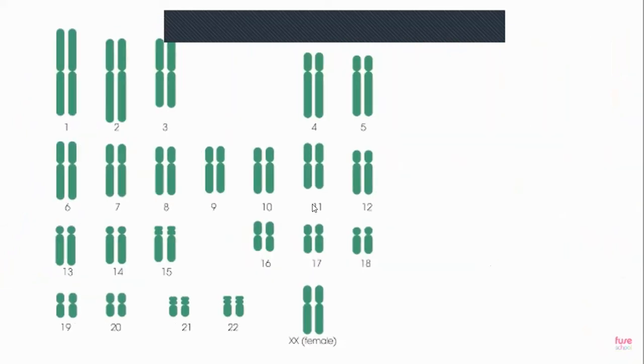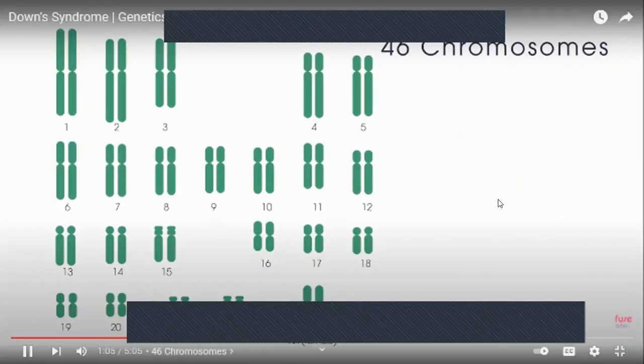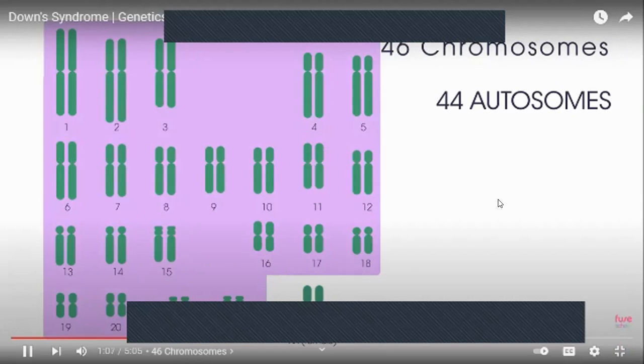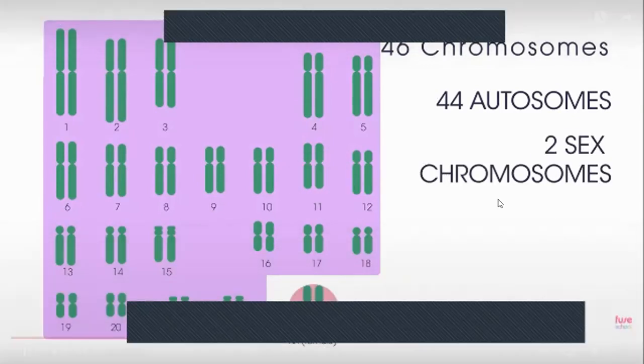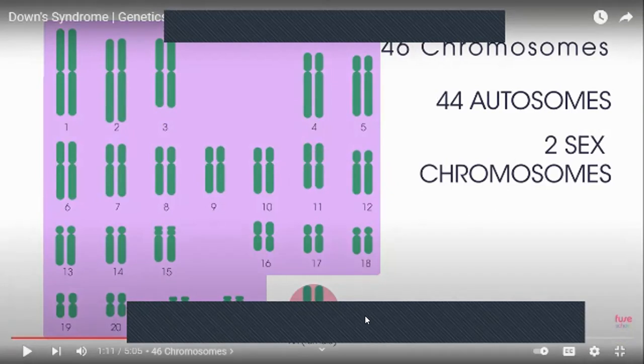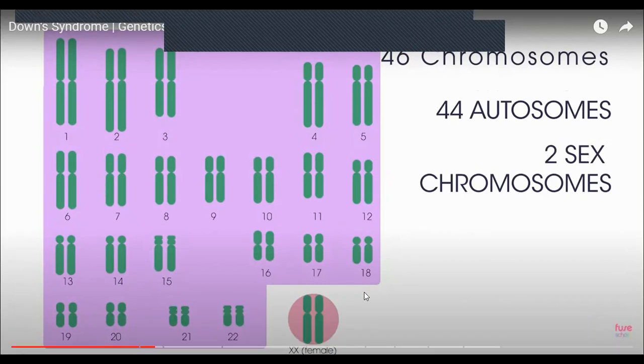Humans usually have 23 pairs of chromosomes, 46 in total: 44 autosomes and 2 sex chromosomes. Here we have the normal person. The normal person has 44 autosomes and 2 sex chromosomes. The two sex chromosomes may be X and X, and it will be a female, of course. And it may be X and Y, and it will be a male, okay?